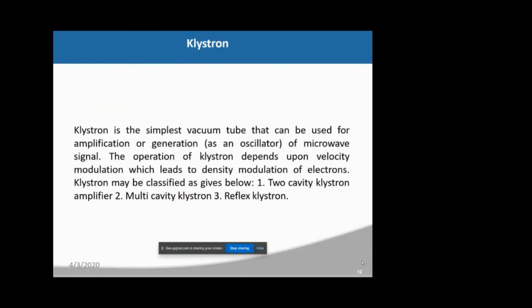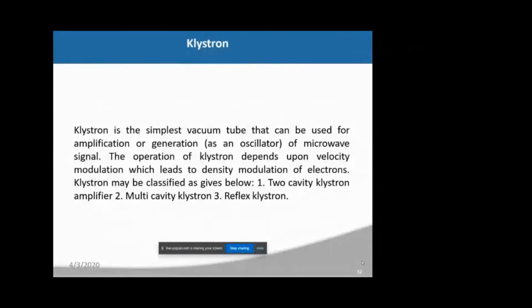Klystron is the simplest vacuum tube that can be used for amplification or oscillation of microwave signals. The operation of klystron depends upon two things: velocity modulation, which leads to density modulation of electrons. Klystron may be classified as below: two cavity klystron amplifier, multi-cavity klystron amplifier, and reflex klystron.